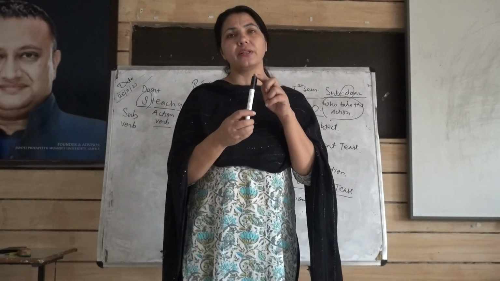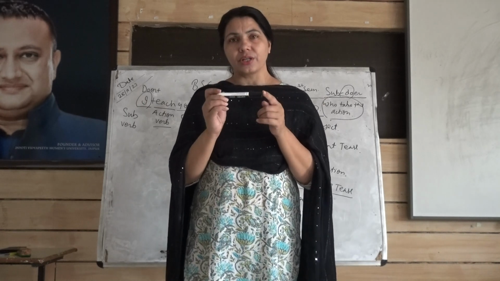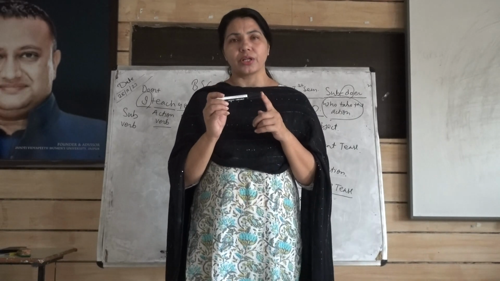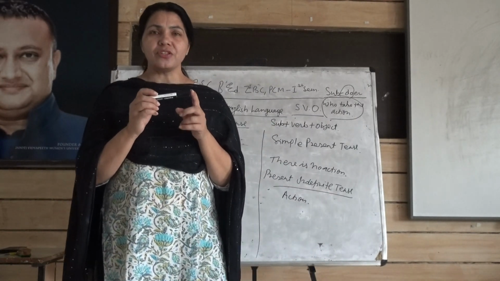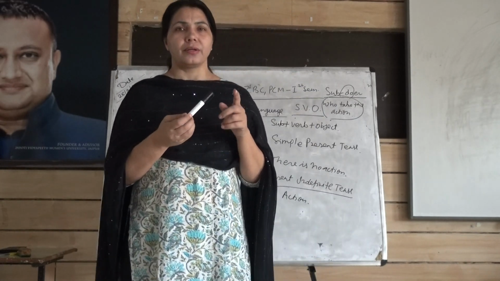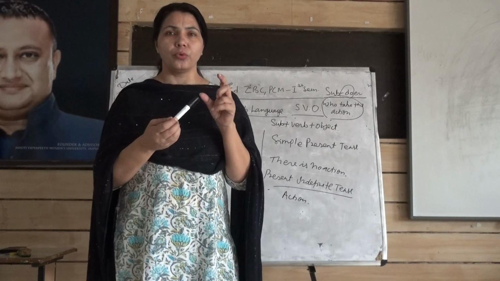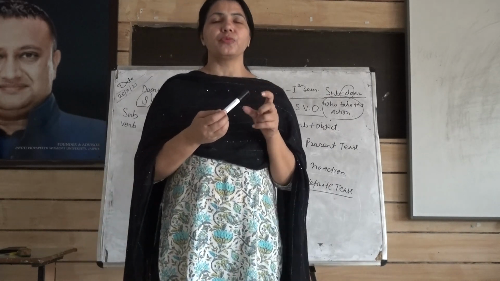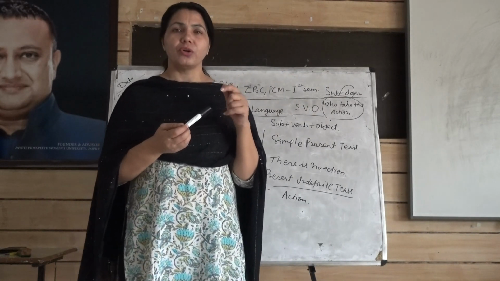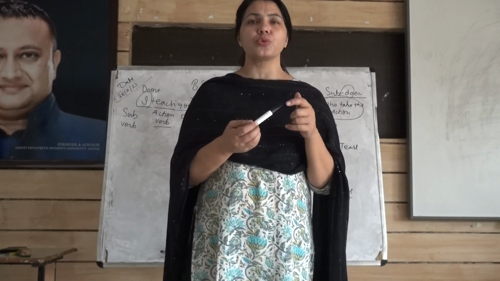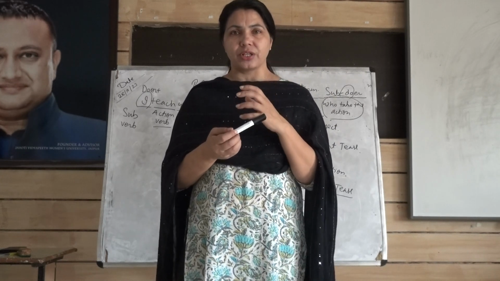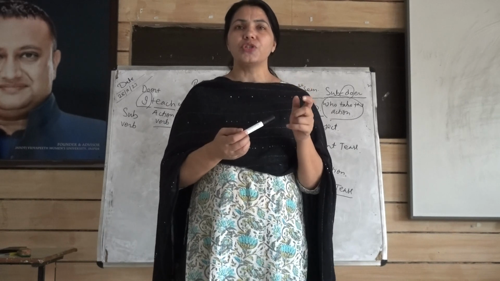Suppose I pick the marker. So I is subject, pick is verb, marker is object. So the sentence depends on subject plus verb plus object. So I pick the marker. Marker is the object. On whatever the subject is performing the action, that is called object. I am repeating, whatever work is going to be done by the subject, it is called object.